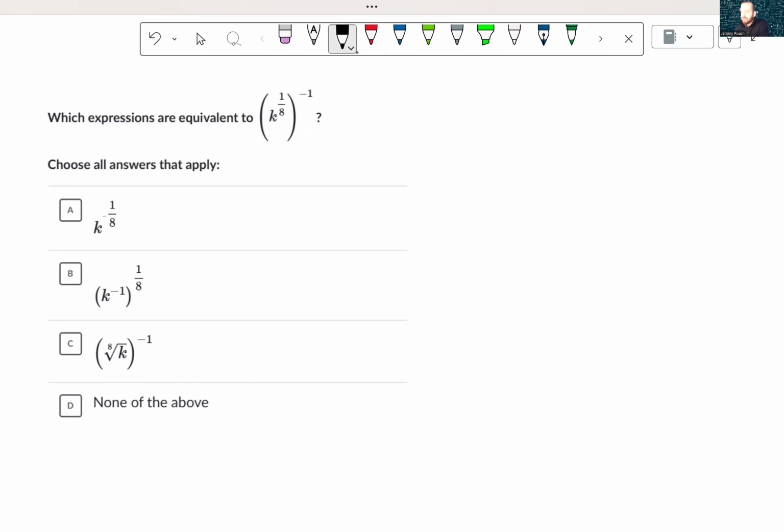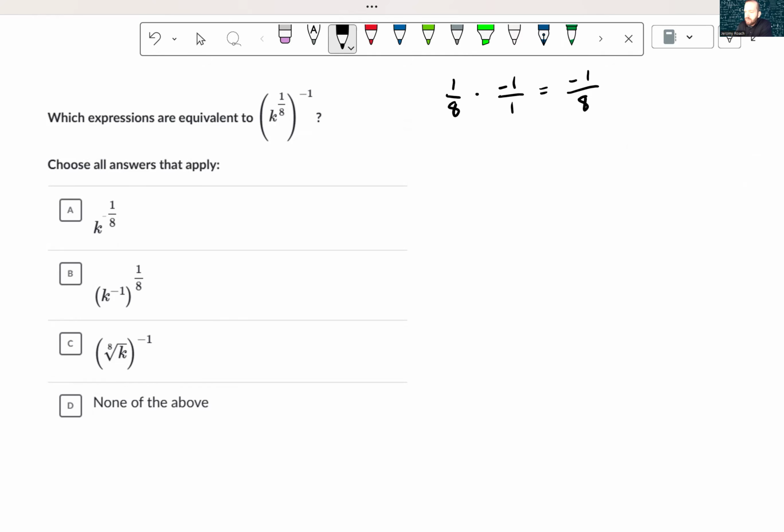So I think of it sort of like a double power. That means we're going to multiply these out. So this is just -1 times 1/8 for the exponent part. And if we did 1/8 times -1, -1 is -1/1. We just multiply across on the top. We get -1/8 for our exponent.